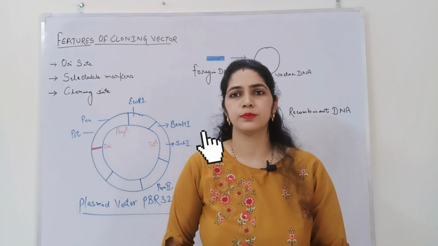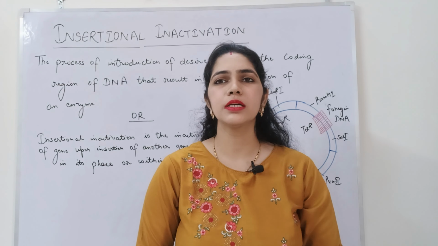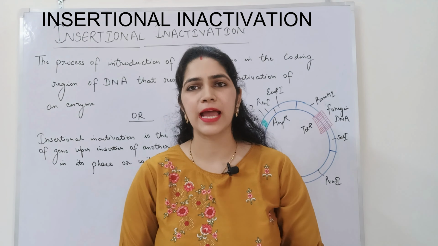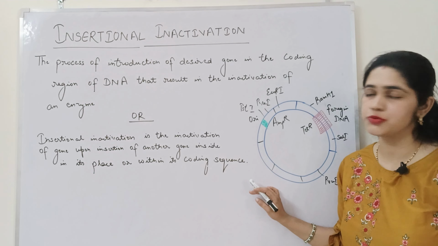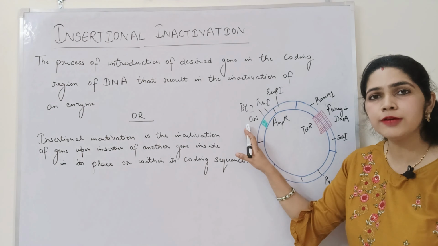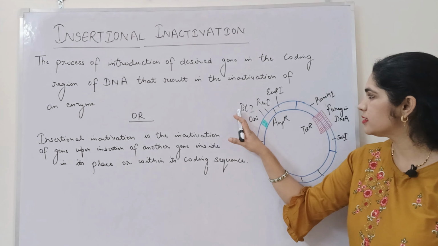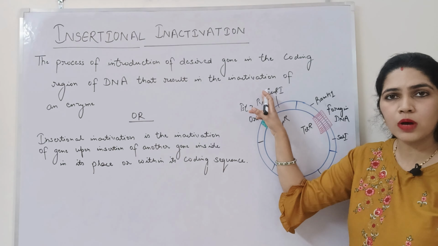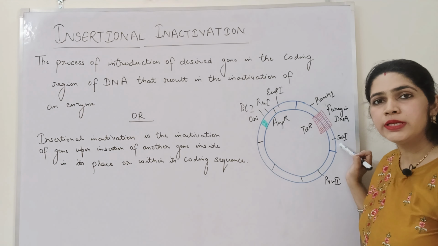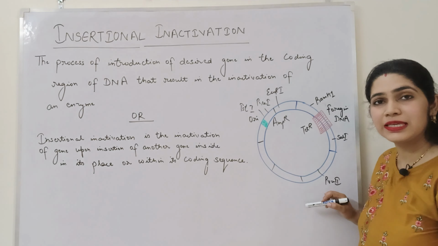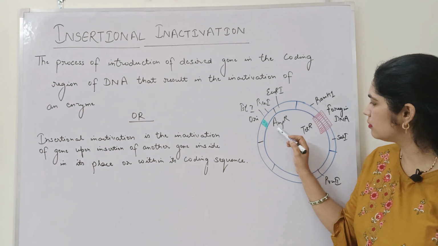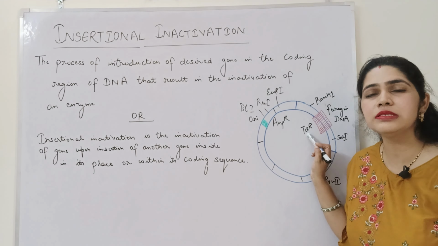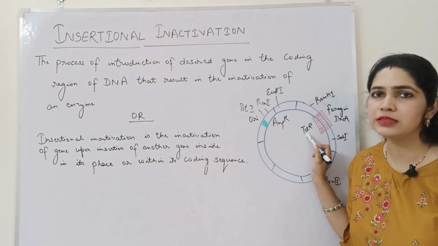PBR322. Now let us try to understand the concept of insertional inactivation. Here in this diagram of plasmid vector PBR322, you can see that this is your ORI site from where the replication starts. PstI, PvuI, EcoRI, BamHI, SalI and PvuII are the various restriction sites or cloning sites that are present in the cloning vector PBR322, and ampicillin resistance and tetracycline resistance genes are two selectable markers that are present in this cloning vector.